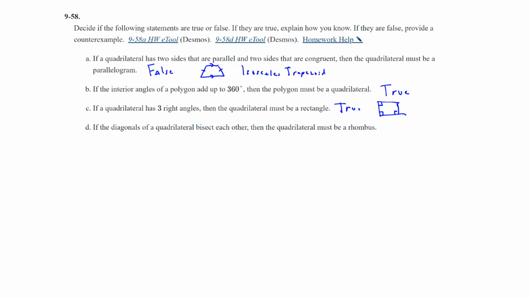If the diagonals of a quadrilateral bisect each other, then the quadrilateral must be a rhombus. And that will be false.